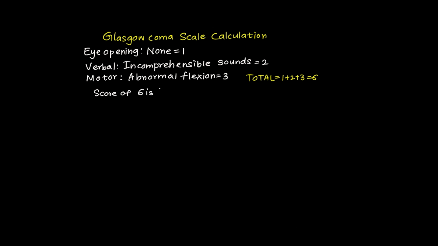Add them up. 1 plus 2 plus 3 equals 6. A total GCS of 6 falls below 8, which is the critical threshold. A score below 8 indicates coma, meaning the patient cannot protect their own airway.